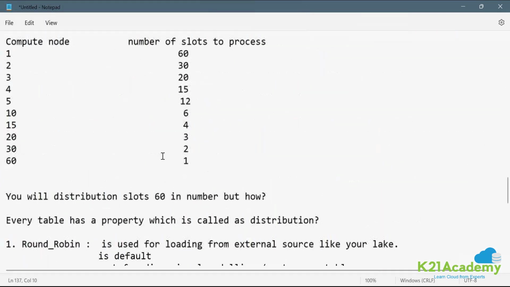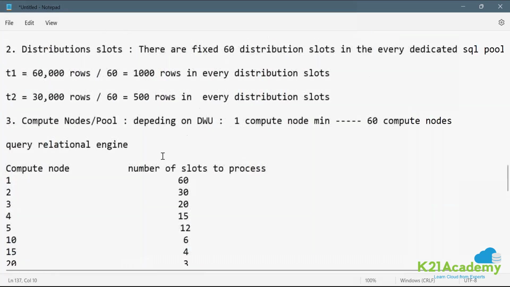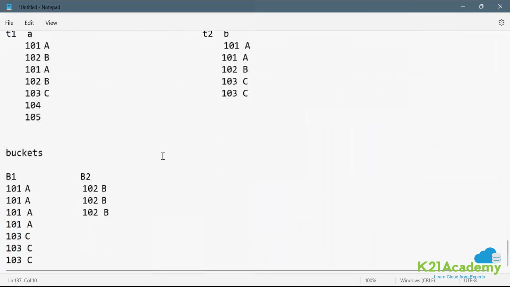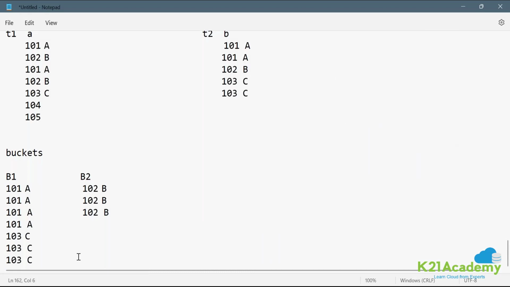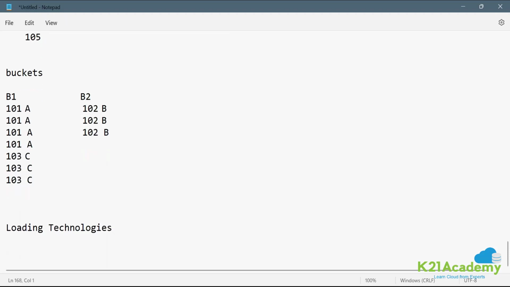With this idea about the dedicated SQL pool internals, how it operates and what it has internally, it now becomes easier for us to start the loading activity into the warehouse. What are the loading technologies which we have already discussed? Let's revise.